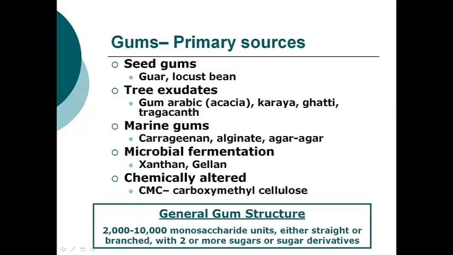Gums are long-chain, 2,000 to 10,000 monosaccharide units. They can be straight-chained or branched. Galactose is a common constituent, but usually there are at least 2 sugars or sugar derivatives present. Glucose is just not one of them. Structurally, they contain a lot of hydroxyl groups, and that means they can bind or control water.